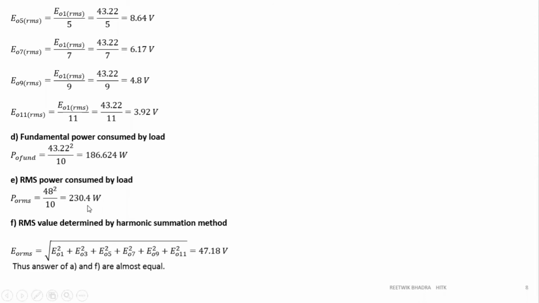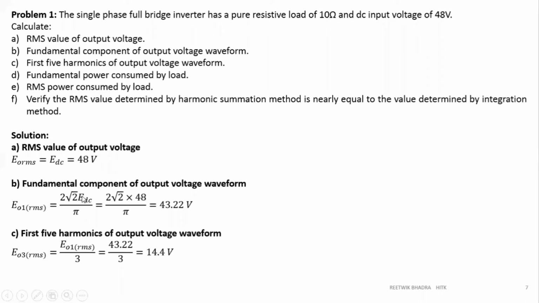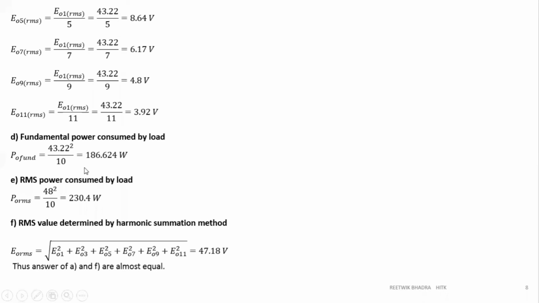230. Now the RMS determined by the harmonic summation method. Like yesterday, what you did? Square root of E naught 1 square plus dot dot dot, whatever, up to E naught 11 square. So we have added the square of these terms, taken the square root, 47.18, and it should come close to your actual RMS voltage, which is 48 volts. See, it is coming over here also. You can do these calculations, but the procedure is like this. It's very simple calculations over here.